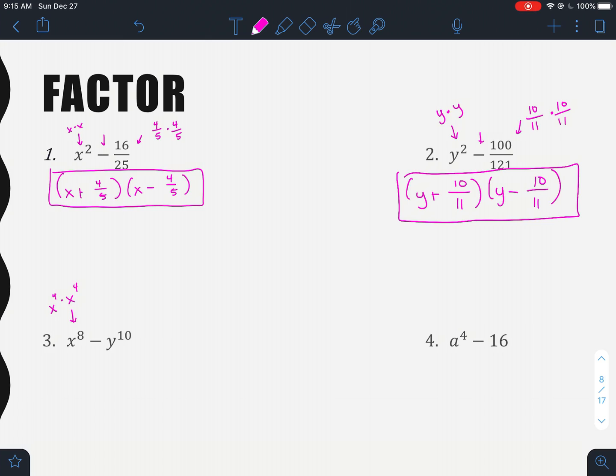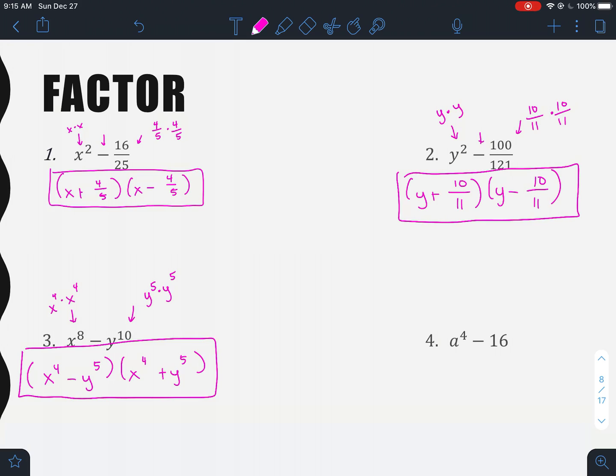X to the 8th minus y to the 10th. X to the 8th is x to the 4th times x to the 4th, so it's a perfect square. And y to the 10th is y to the 5th times y to the 5th, so it's a perfect square as well. So this becomes x to the 4th minus y to the 5th, and x to the 4th plus y to the 5th. It doesn't matter which goes first, the plus or the minus, because you're multiplying, so either way will work.